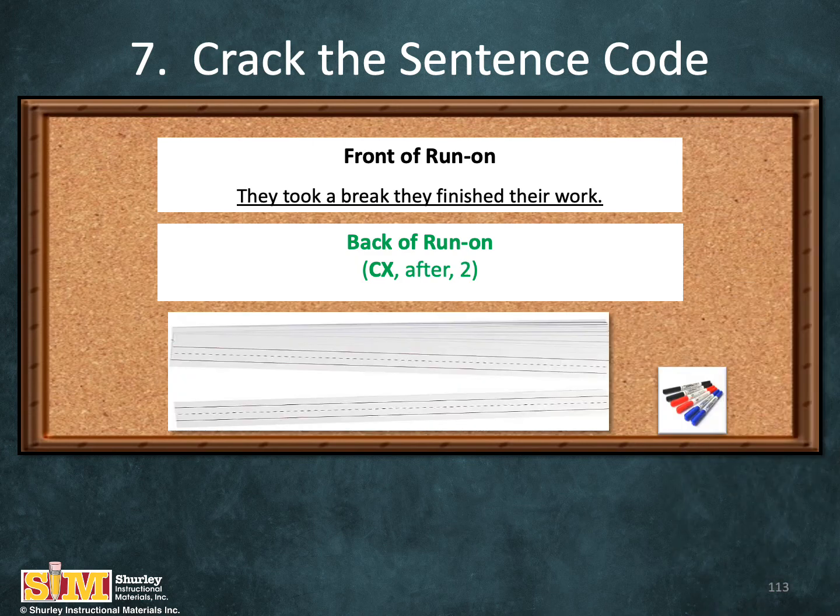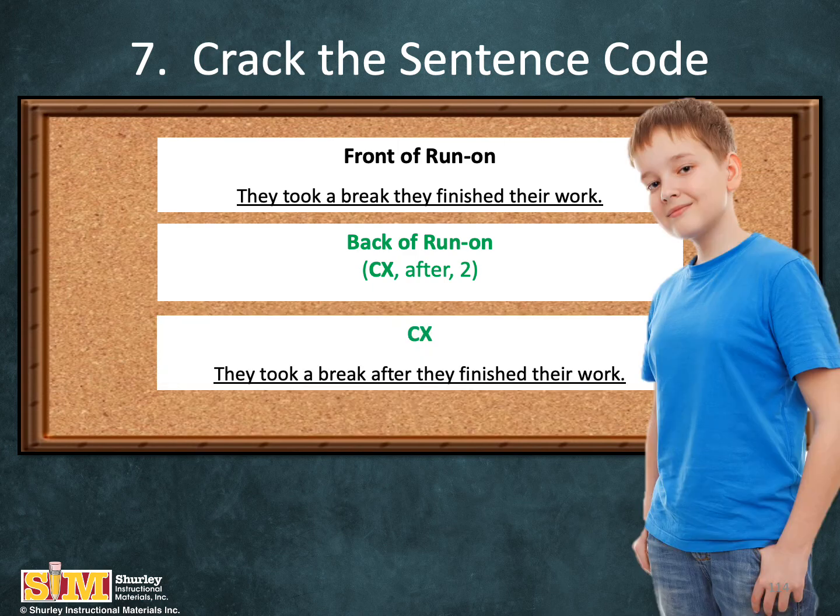Here's another example of a run-on sentence given with the hidden code behind it. They took a break, they finished their work. They wrote a complex sentence by adding the subordinate conjunction after to the second clause to make it dependent. When the group shares the results with the whole class, then the class guesses the code used to join the clauses by comparing the run-on with the just made complex sentence.